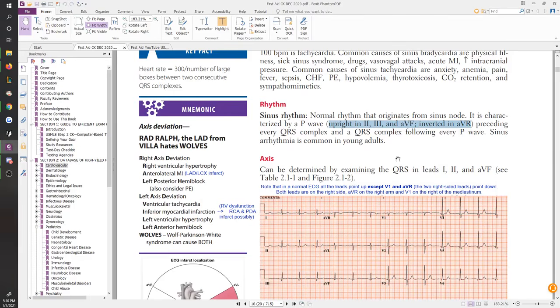That should never happen. Sinus arrhythmia is common in young adults. It's not always pathological either, but arrhythmias in patients who are, I would say, 35 or above, even 30 or above, that's pretty concerning for what might be possible atrial fibrillation or something.